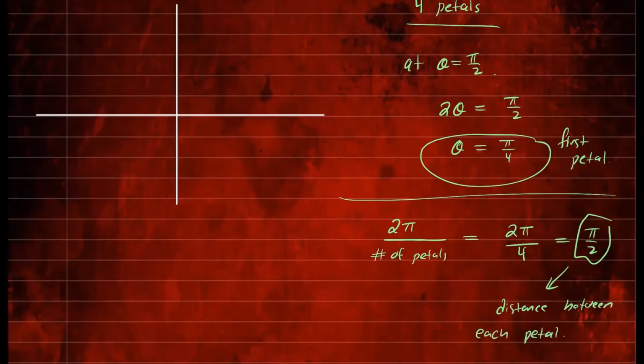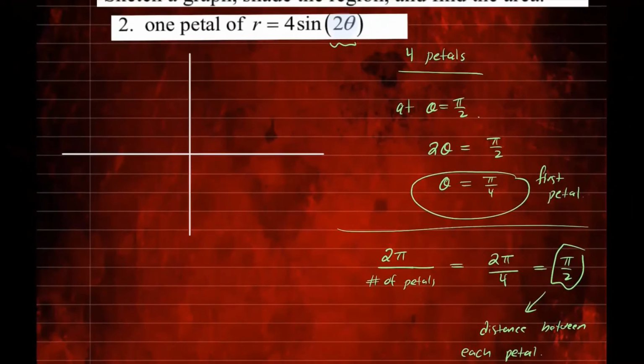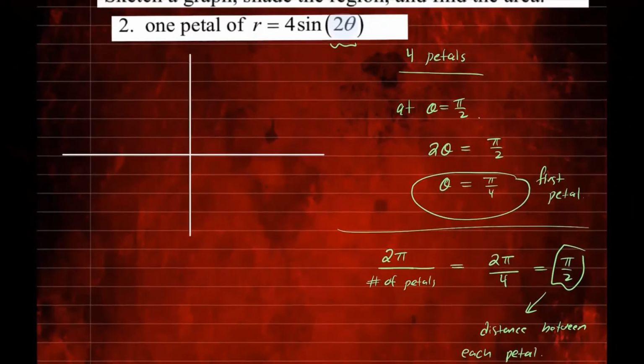So once you know where the first petal is, then you just add that distance to get to the next petal. So I'm going to put all of these ideas together and draw. First petal is at pi over 4. So we know pi over 4 is right here. Let's suppose this is pi over 4. So our first petal is right here.